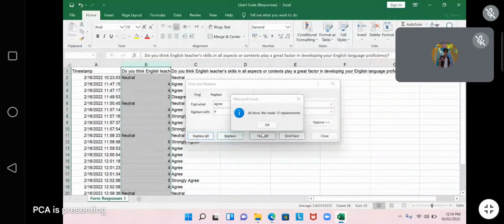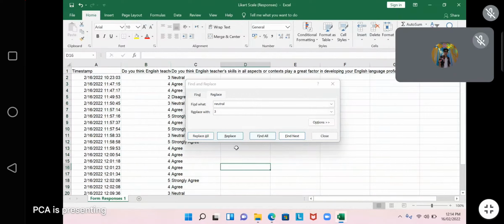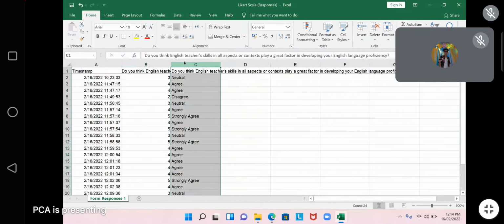So, Control F. And then last will be the neutral, the word neutral. It is 3. Okay, everything is replaced there, if you notice, no? But I preserved this column, having those words and their equivalent in quantity.